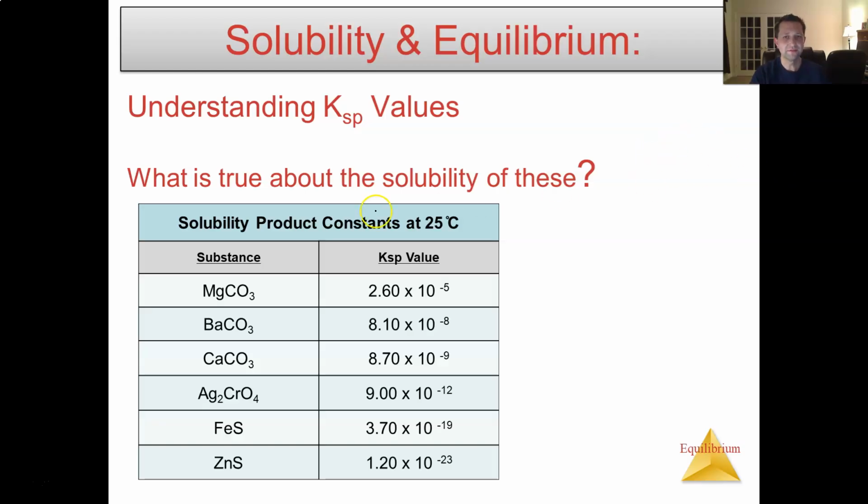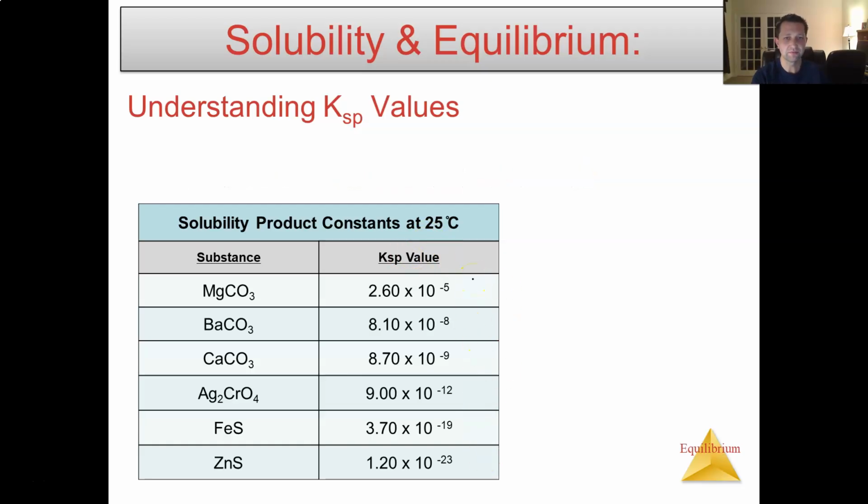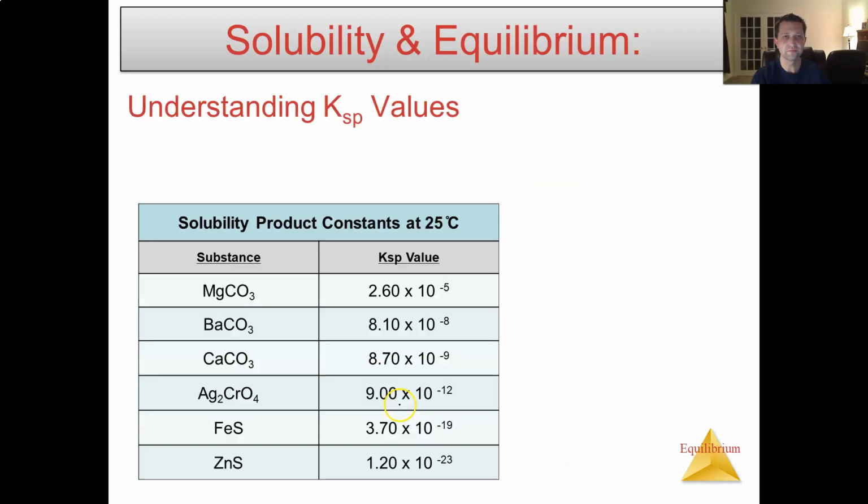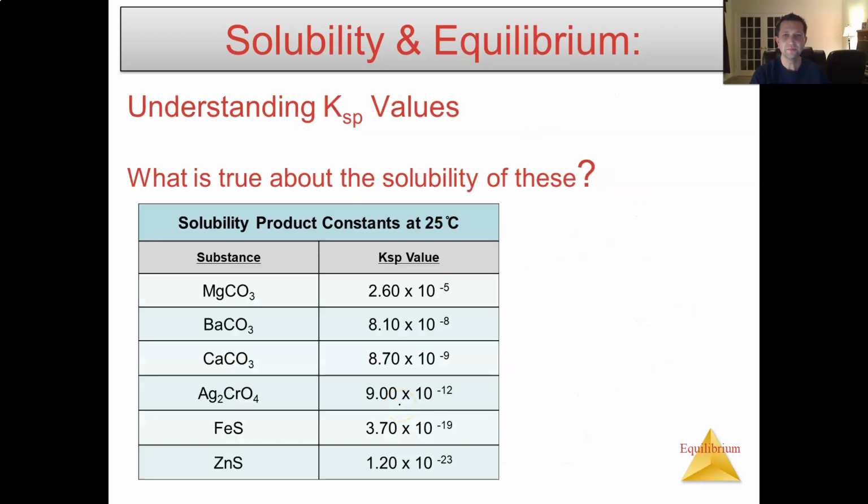What's true about the solubility of these on the slide I have here? So I have a lot of substances with really, really small Ksp values. Based on what we just said on the previous slide, really small Ksp values mean the substance barely dissolves. I just want to make sure I point this out, though. When I say the substance barely dissolves, that does mean that some of it actually does dissolve.